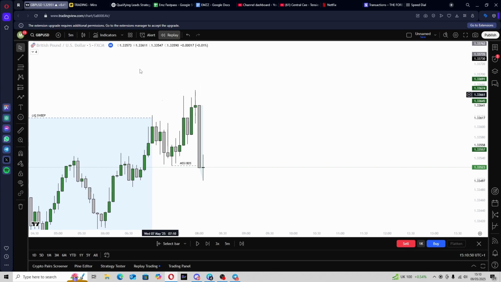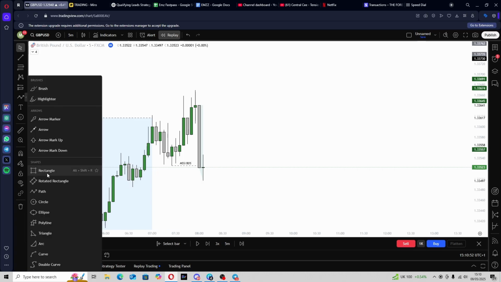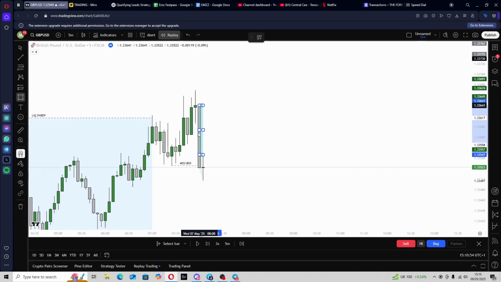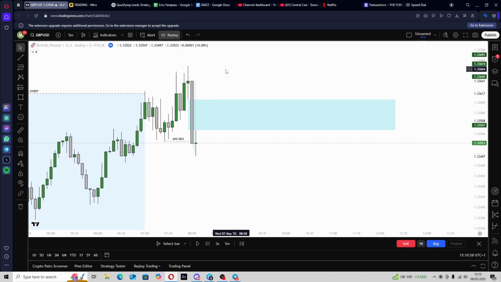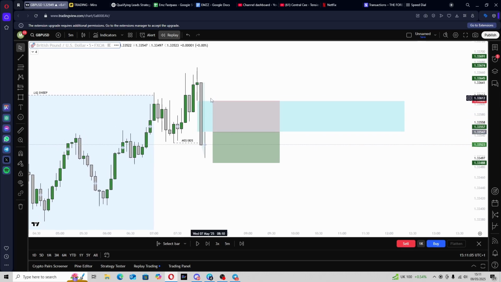But anyway, what we're going to be doing now is marking out our fair value gap, and as you can see, it's very clear where it is. It's right here. As soon as we mark out the fair value gap, all we've got to do from here on out is place our short position right on the bottom of this highlighted area where we will be doing our sell limit, placing our stop loss just a few levels above the fair value gap.